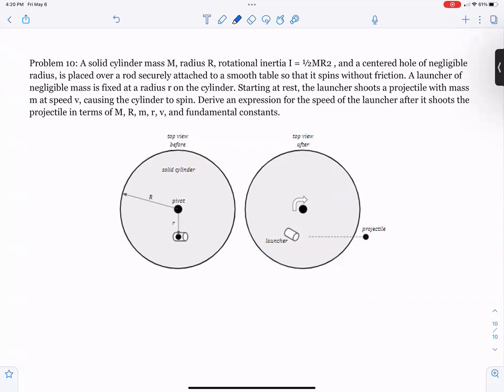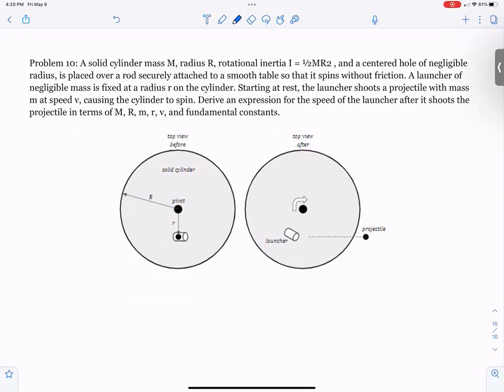A solid cylinder of mass M, radius R, and rotational inertia 1/2 MR squared, and a centered hole of negligible radius is placed above a rod securely attached to a smooth table so that it spins without friction. A launcher of negligible mass is fixed at a radius little r on the cylinder. Starting at rest, a launcher shoots a projectile with mass m at speed v, causing the cylinder to spin.